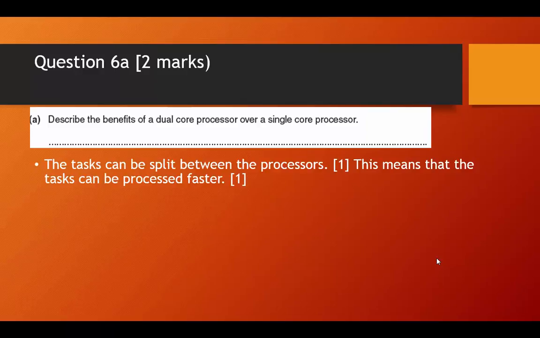So you've got to say that the tasks can be split between the processors. Okay, so sorry, between the cores. So a processor may have 2 cores, the task can be split between the 2 cores. What does this mean? To get your second mark, you have to explain your point. This means that the tasks can be processed faster. You cannot get the mark, the task can be processed faster, if you don't have a point at the start. If we didn't have this point, we wouldn't get this mark.